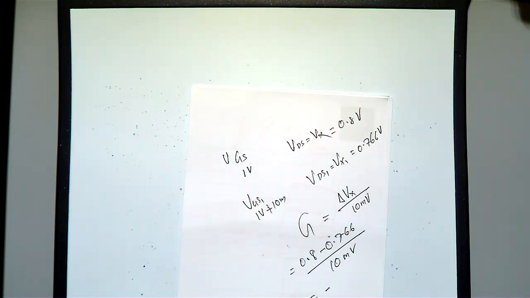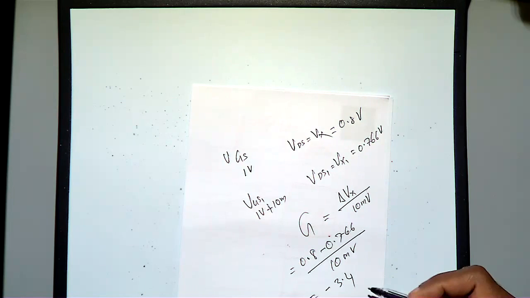Why you get minus is because when your input voltage is increasing, then your output voltage is decreasing, because this is equivalent of a common emitter. Here we call it a common source. In the common source, when you increase the voltage here, this voltage will decrease, like in the case of common emitter. So the gain I have shown here is only the magnitude 3.4, otherwise it is minus 3.4, that is the actual gain.